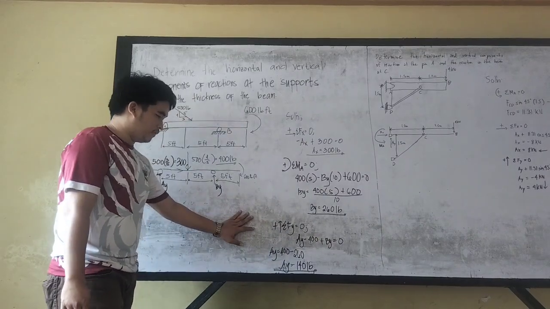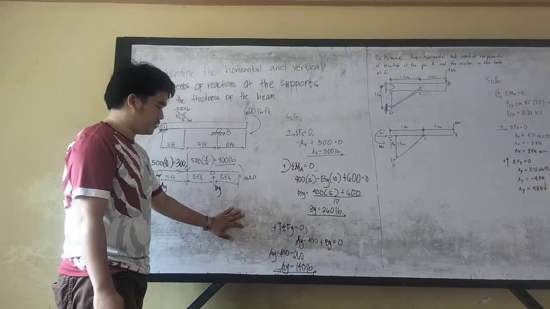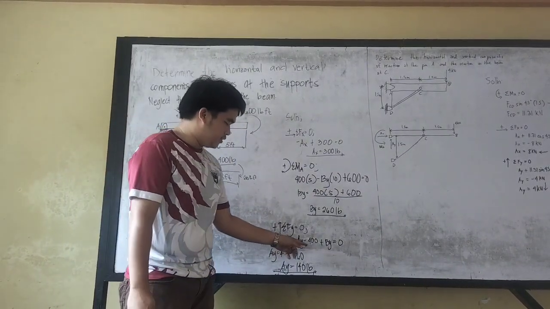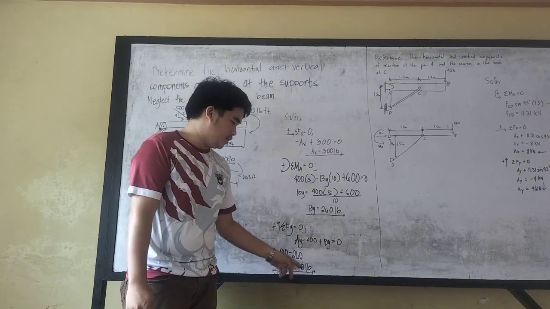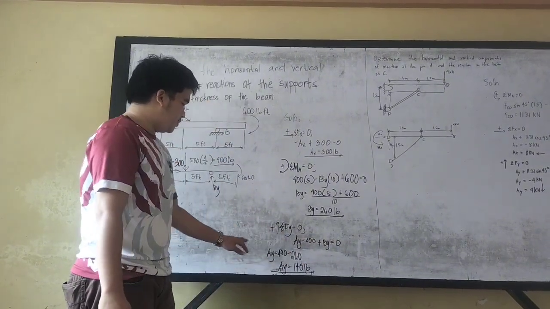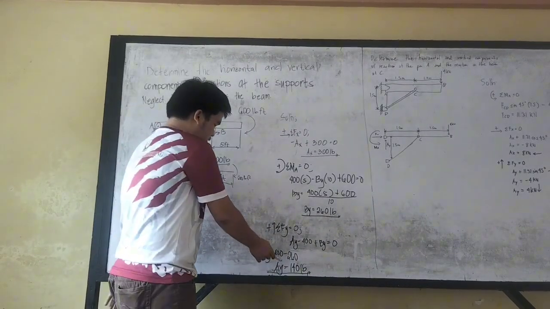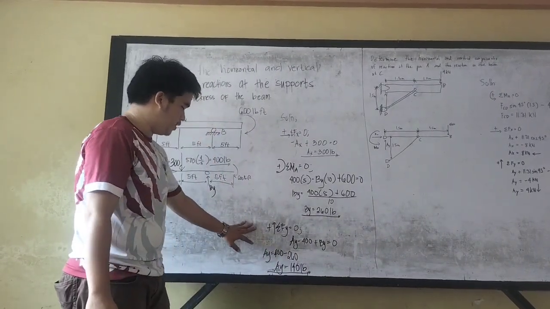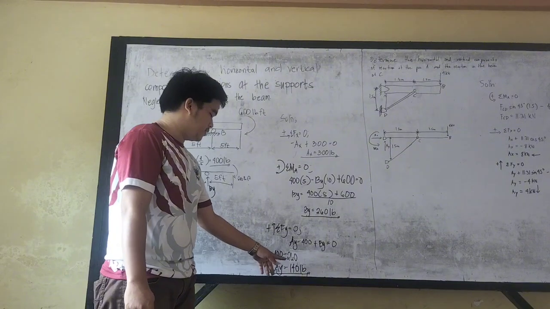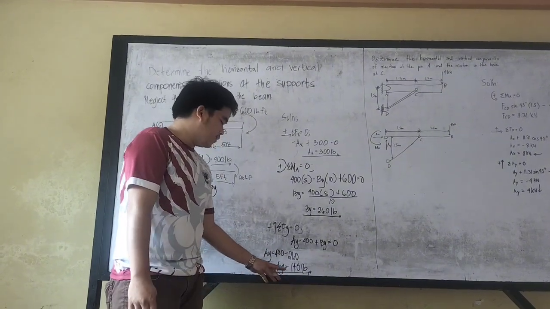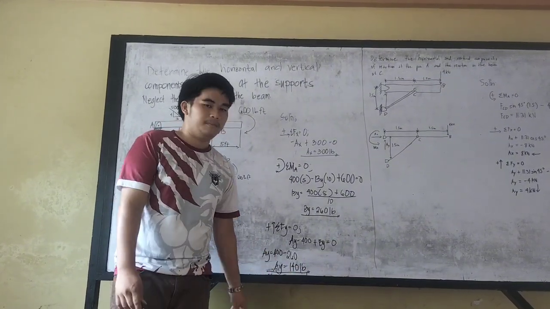Then the summation of Fy equals 0 is Ey minus 400 plus Vy equals 0. Since our Vy is 260 pounds, we're going to substitute it into Ey. So we have Ey equals 400 minus 260 equals 140 pounds.